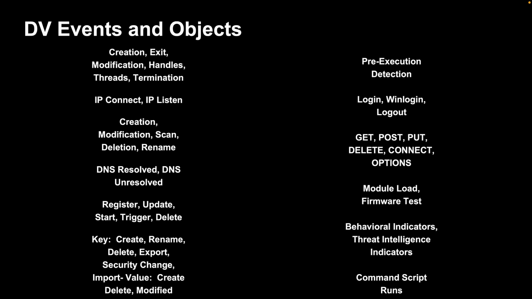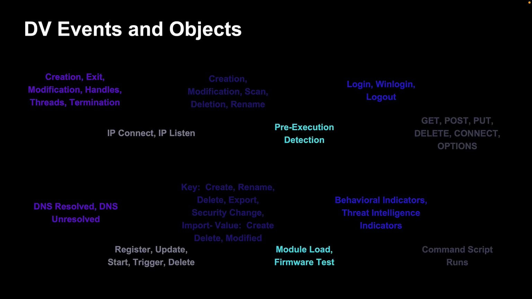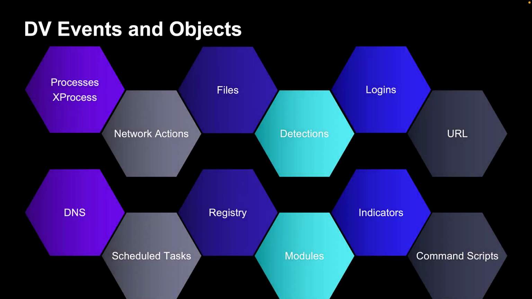All of these are events that take place. Whenever one of these events take place, we actually get to see an object created. Different objects are created for different events. This is the listing of the 12 objects that we can create. Processes, network actions, files, detections, logins, URLs, DNS, scheduled tasks, registry, modules, indicators, and command scripts.